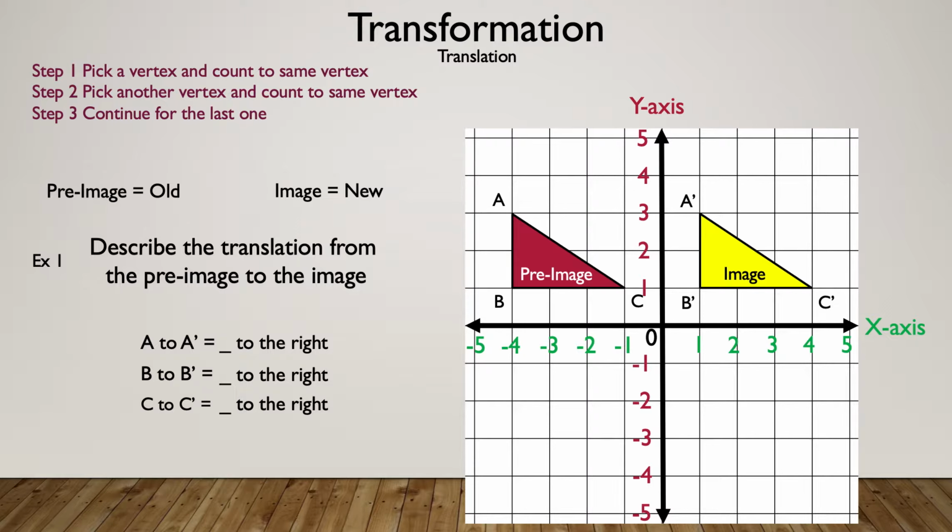Step 1, pick a vertex and count to the same vertex on the opposite image. Step 2, pick another vertex and count to the same vertex on the opposite image. And step 3, continue for the last one.